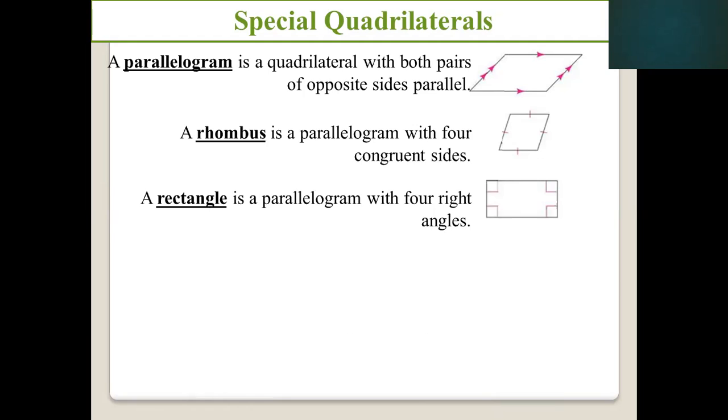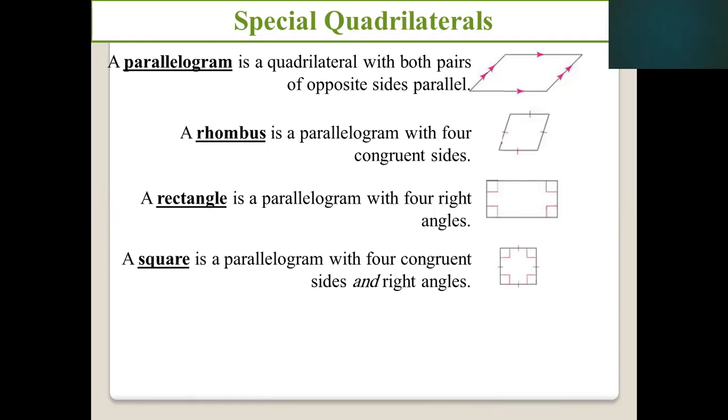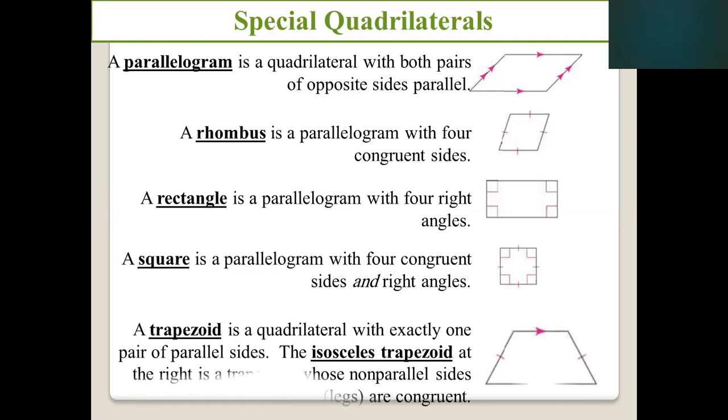When I say parallelogram, it means it has the same properties of a parallelogram. And here is one extra: four right angles. After that, a square is a parallelogram with four congruent sides and right angles. And the last one, a trapezoid is a quadrilateral with exactly one pair of parallel sides. And you have here also the isosceles trapezoid.